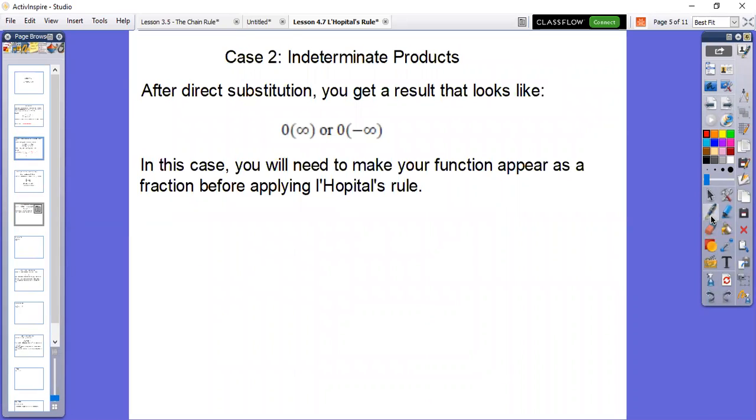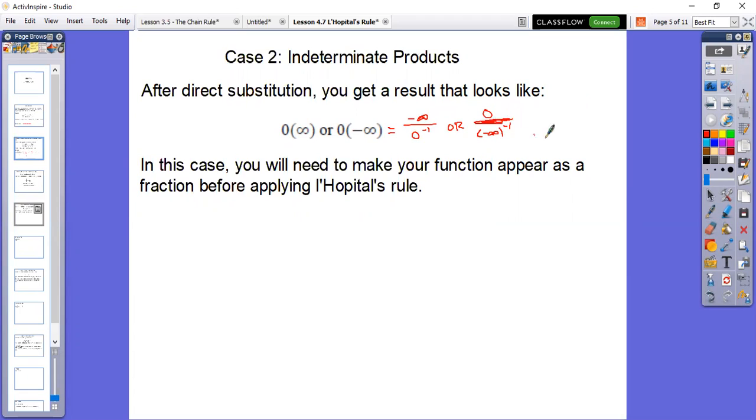The second case that we have is indeterminate products. If we get a result that looks like either 0 times infinity or 0 times negative infinity, this is an indeterminate product. We're going to want to make our function appear as a fraction before we apply L'Hopital's Rule. So if I have 0 times negative infinity, I could rewrite this as negative infinity over 0 to the negative first, or as 0 over negative infinity to the negative first. Either way, my function now appears as a fraction, and I can start applying L'Hopital's Rule.